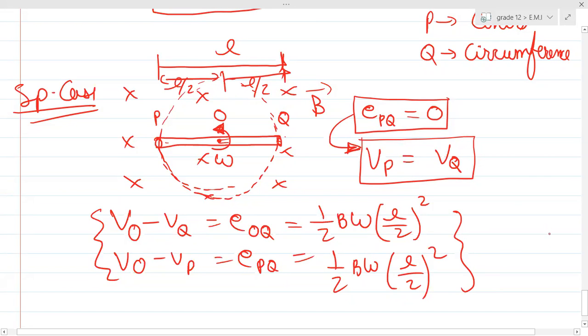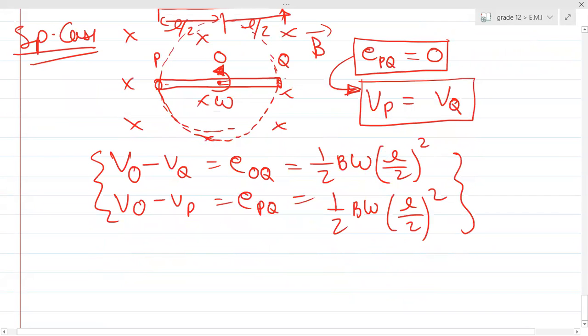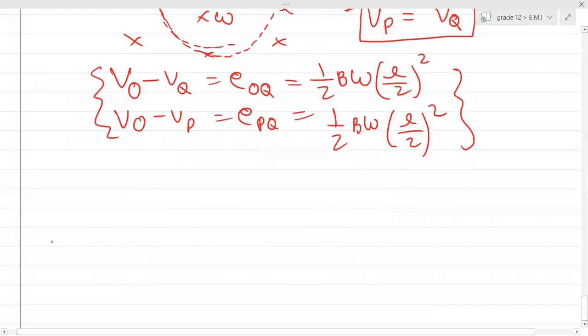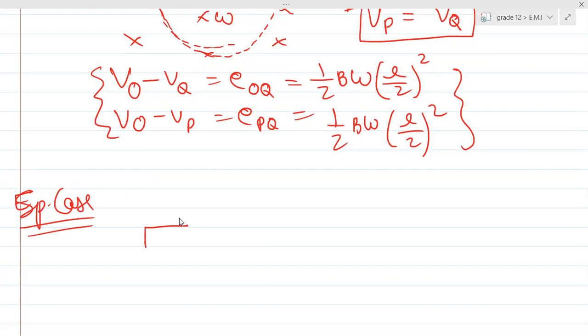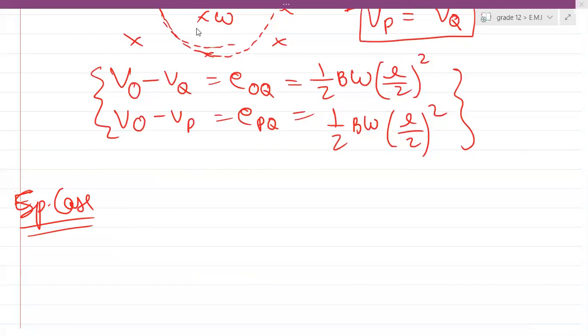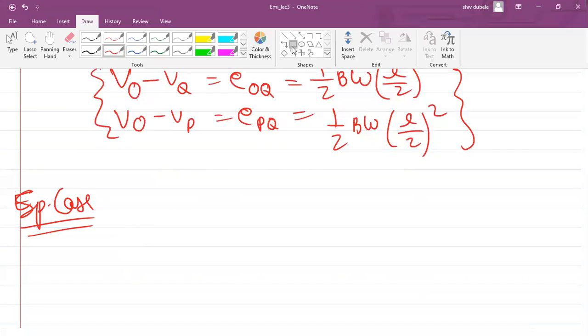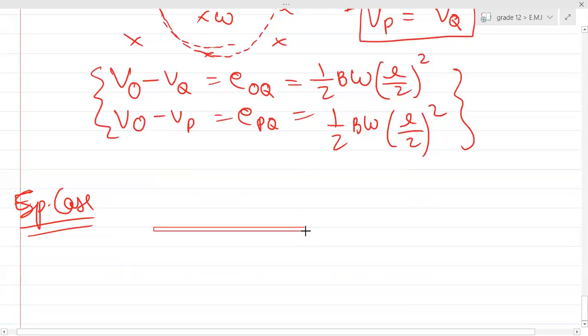So is this clear, guys? Now, if someone asks you a special case, suppose again this is the rod, the same rod is there. And let's say this rod is rotating about this one, point P and Q.